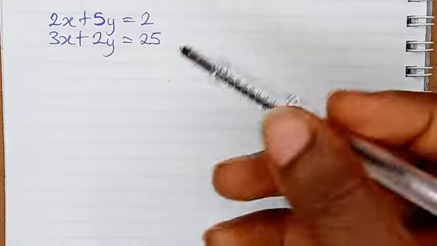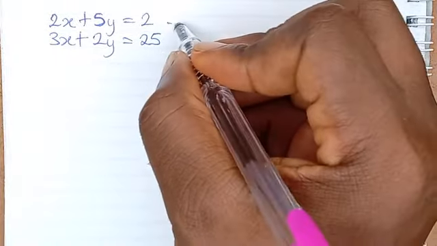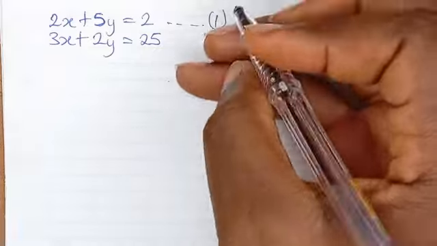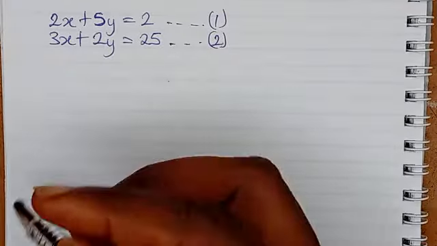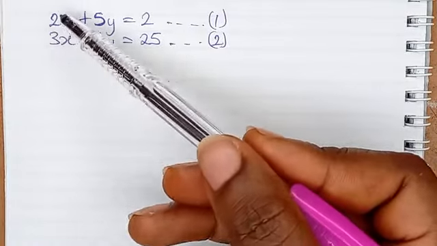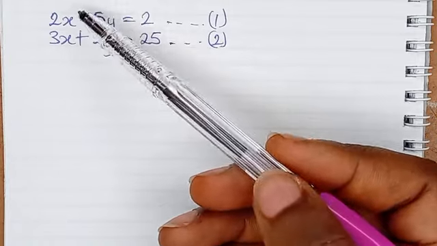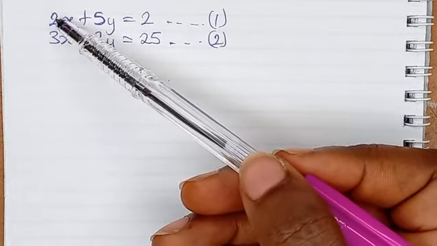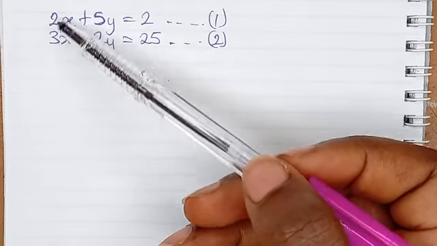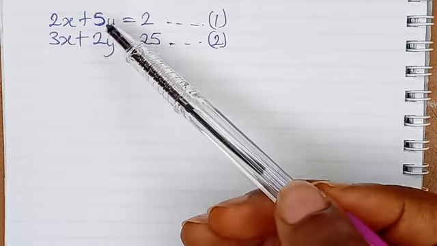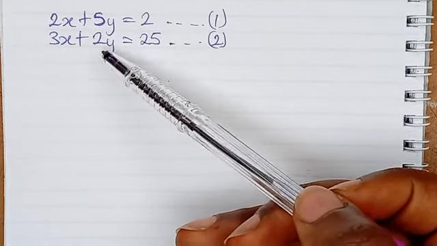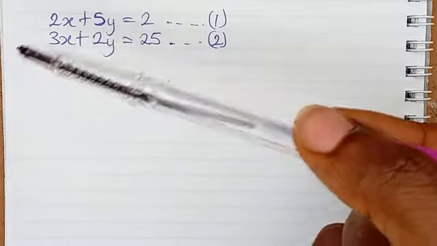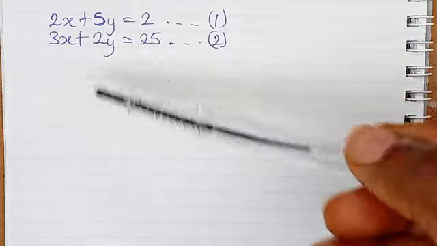So remember that the first thing we do is we are going to name them. So this I'm going to name equation 1. I'm going to name this equation 2. And then I'm going to look at the coefficients of the variables. Looking at coefficients of x, we can see 2, we can see 3. They are not equal. We can look at the coefficients of y, we can see 5, we can see 2, they are not equal.